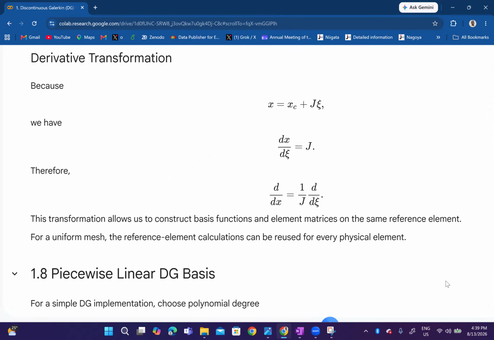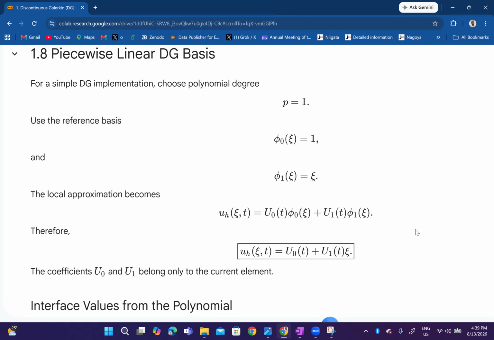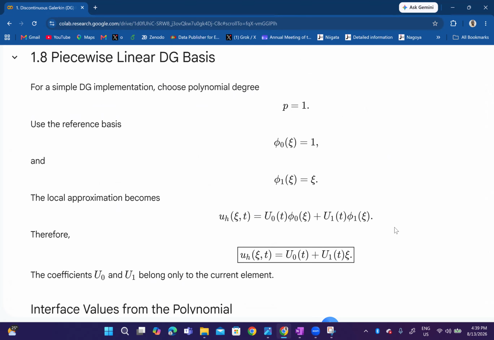So the transformation allows us to construct basis functions and element matrices on the same reference element. For a uniform mesh, the reference element calculations can be reused for every physical element. Then we talk about the piecewise linear discontinuous Galerkin basis. For a simple discontinuous Galerkin implementation, choose polynomial degree p equals 1.